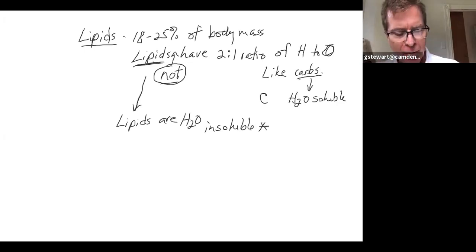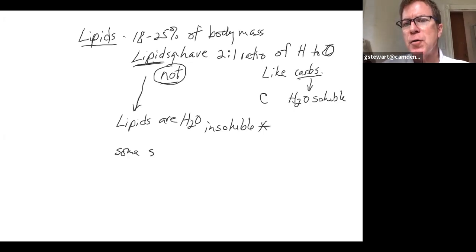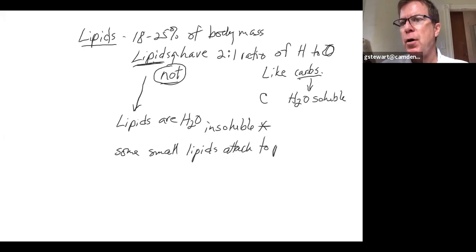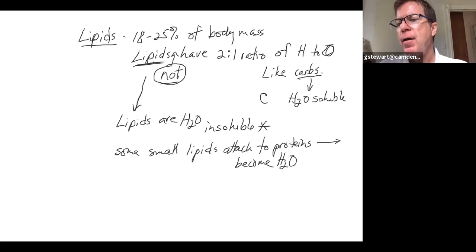Of course, there's an exception to that rule as well. Some very small lipids, particularly in the blood, attach themselves to proteins. When they do that, they become water soluble because the proteins are water soluble. But by and large, most all lipids are not water soluble.